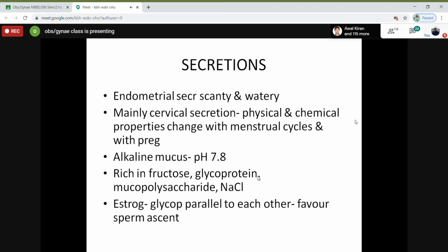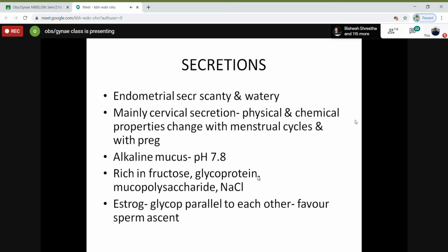Estrogen causes the glycoproteins in the secretion to become parallel to each other, so that will allow sperm ascent. The first half of the menstrual cycle is the estrogenic phase, and then after ovulation you have progesterone being secreted. So the first 1 to 14 days you have estrogen.